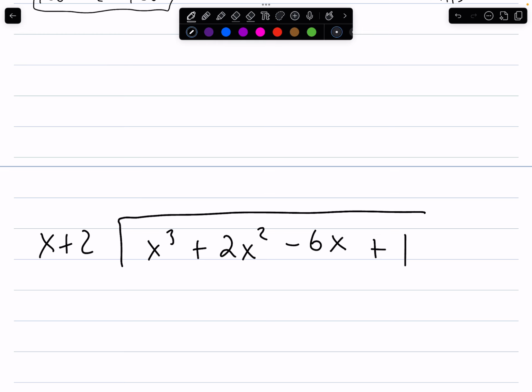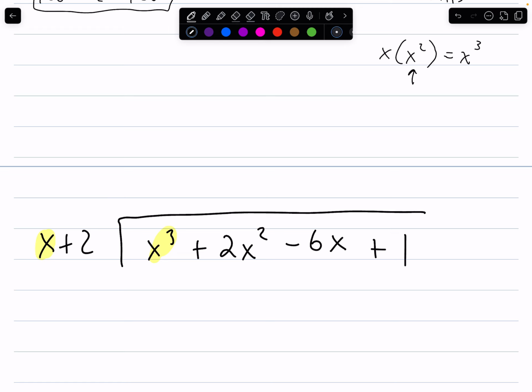Okay. So the first step when it comes to long division is we have to look at this term, this x, in comparison to the first term. So what I have to ask myself is, this x multiplied by what will give me x cubed? That's the first question you have to ask yourself. x times what gives me x cubed? Right away, I know x times x squared will give me x cubed. So x squared is that key term.